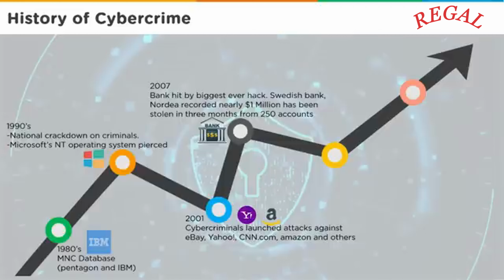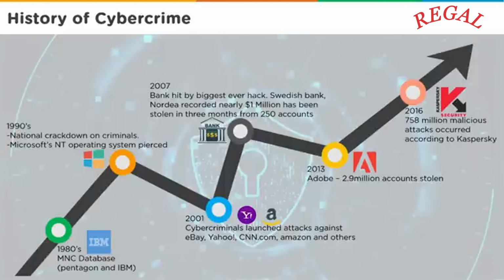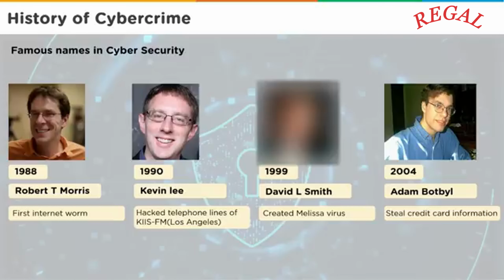Swedish bank Nordea recorded at least $1 million being stolen in 3 months from 250 accounts. In 2013, Adobe had 2.9 million accounts compromised and their usernames and passwords released on the open internet. In 2016, Kaspersky, one of the leading antivirus providers to the world, reported around 758 million malicious attacks, which they identified themselves.